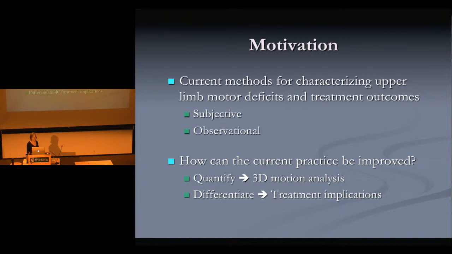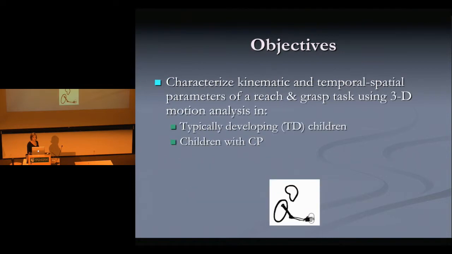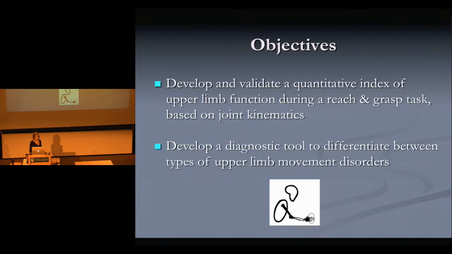a dyskinesia. So the objectives of this study were to characterize kinematic and temporal spatial parameters of a reach and grasp task using three-dimensional motion analysis in a group of typically developing children, as well as a group of children with cerebral palsy. Second and third objectives were to develop and validate a quantitative index of upper limb function during a reach and grasp task based on joint kinematics, and to develop a diagnostic tool to differentiate between different types of upper limb movement disorders.